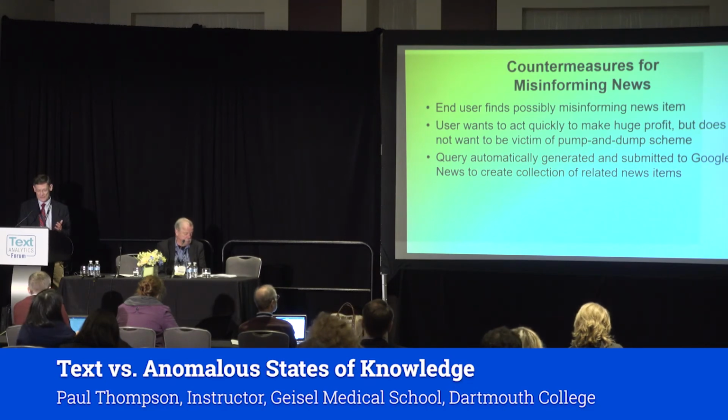The user wants to act quickly and make a big profit if this is true, but on the other hand doesn't want to fall victim to a pump and dump scheme. So a query would be automatically generated by our prototype and submitted to the Google News API, which would collect a collection of related ranked news items.